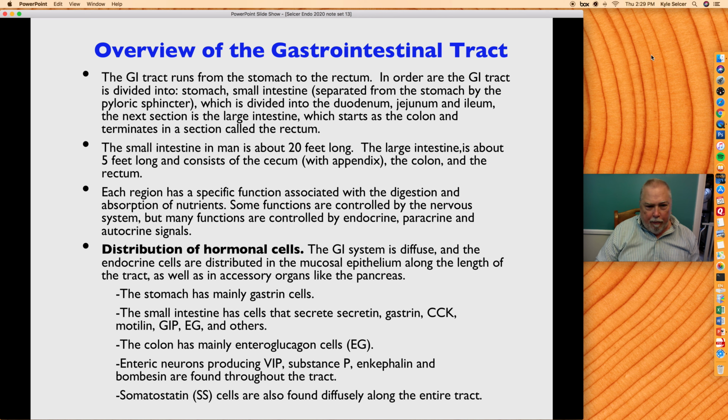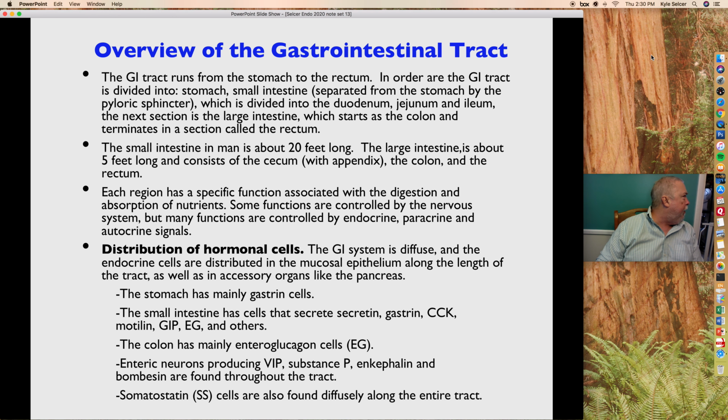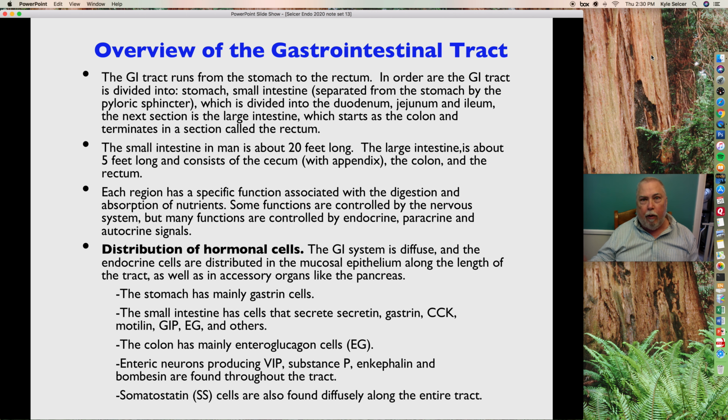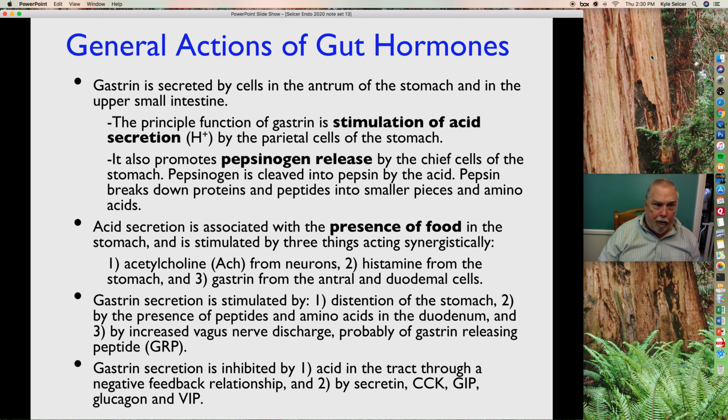All right. The small intestine has cells that secrete secretin, gastrin, cholecystokinin, motilin, gastric inhibitory peptide, enteroglucagon, and many others. Enteric neurons producing vasoactive intestinal peptide, substance P, and enkephalin, bombesin are found throughout the tract. So there are neurons that are producing neurotransmitters, and then there are cells producing endocrines, autocrines, and paracrines. Somatostatin cells are found diffusely through the entire tract. Just remember, somatostatin is always inhibitory. Everywhere you find it, it's inhibitory.